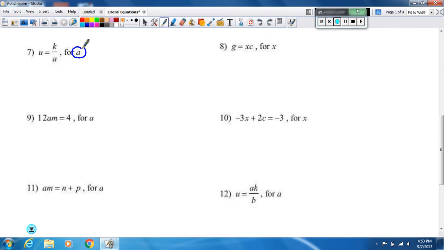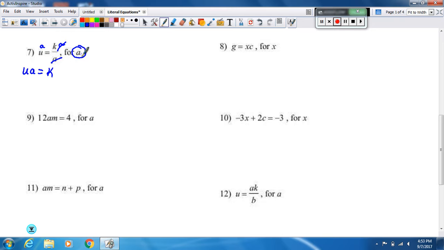Okay, anytime you have a fraction, I don't even really look for what I'm solving for until I get rid of the fraction. You get rid of a fraction by multiplying by the denominator. So I want to multiply each term by a. So u times a is ua equals, top cancels with bottom, k. That's why we multiplied by the denominator, because we just got rid of the fractions.